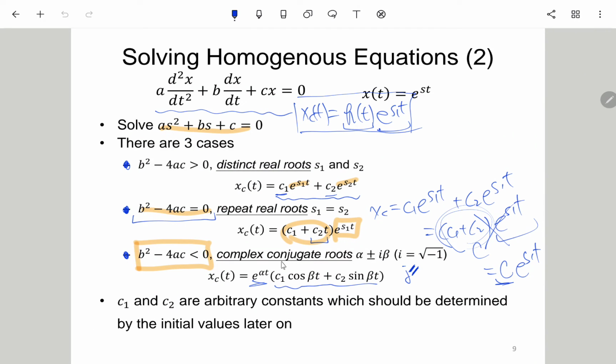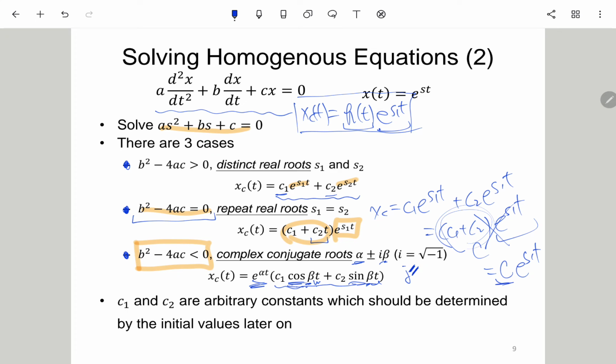So in such a way, if the complex conjugate roots are alpha plus or minus I beta, or J beta, then we will have the real part put here as exponential to alpha t, and this is the imaginary part, so we put beta here. T is the independent variable. And then we have what we call the linear combination of cosine of beta t and sine of beta t.